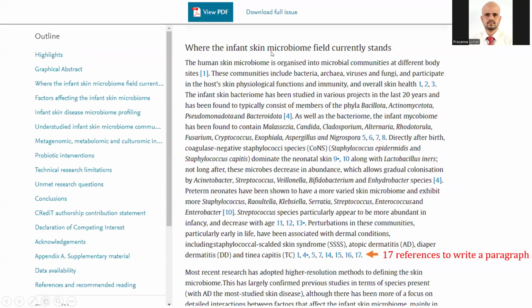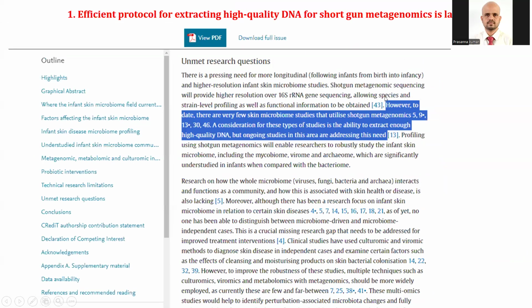Okay, see, for writing one paragraph, 17 references are used. That's a hallmark of quality articles. Each and every line will be supported with research proof through a research article.